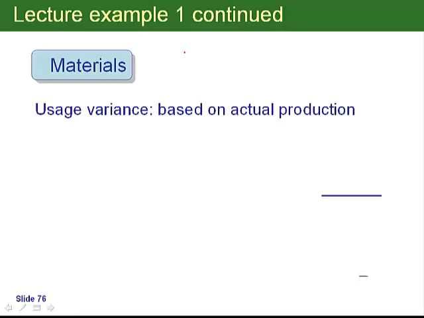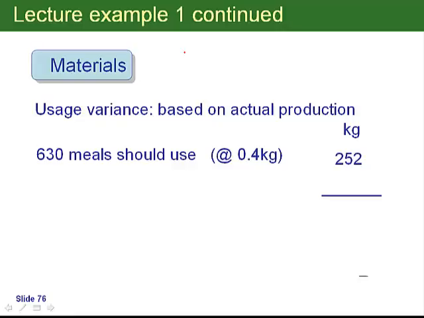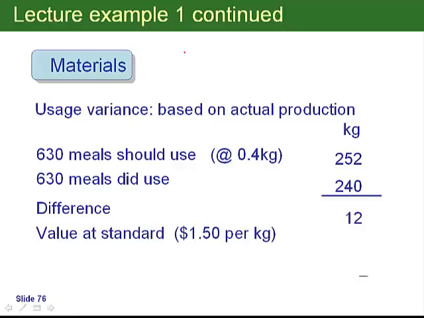Have a look at the usage variance. Remember, that is based on our actual production. So our actual production was 630 meals. They should use 400 grams each. What we actually used though is 240 kilos. So less again here. So a favourable variance of 12 kilos. Now obviously we can't put 12 kilos in our statement. We need to bring in a value in pounds. So we valued it at the standard rate of a kilo, which is 150.